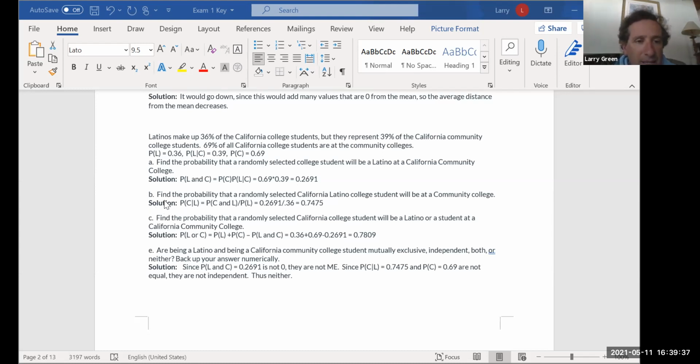Okay, part B. Find the probability that a randomly selected California Latino student will be at a community college. So now we know they're Latino. We want to see the probability of their community college. So that's probability of C given L. And we had a formula for that. That's the probability of C and L divided by the probability of L. C and L, that was part A, 0.2691, divided by the probability of L, which is 0.36, and you pop it in the calculator. Any questions on B?